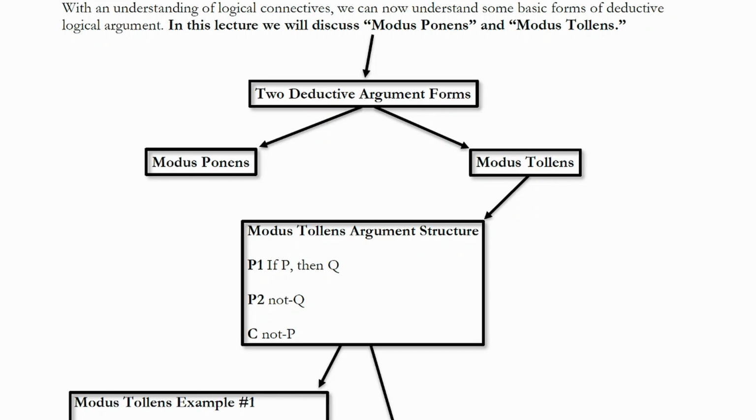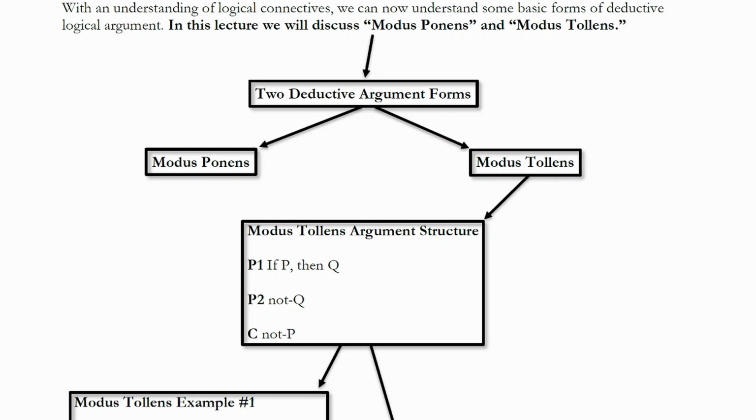A conditional doesn't just tell us that if we know P is true, then Q is true. It also tells us that if we know that Q is false, then P must be false as well. So in the first premise, we have the conditional, if P then Q. In the second premise, we deny the consequent. We say that the consequent is false. Q is false. Therefore, that must imply that P is false as well.